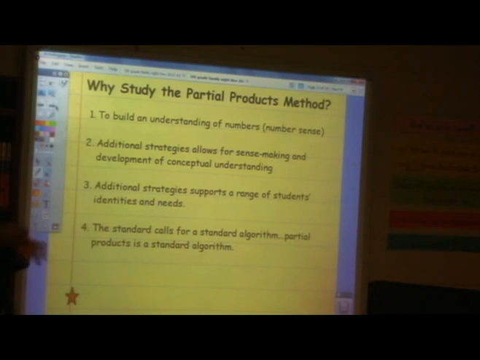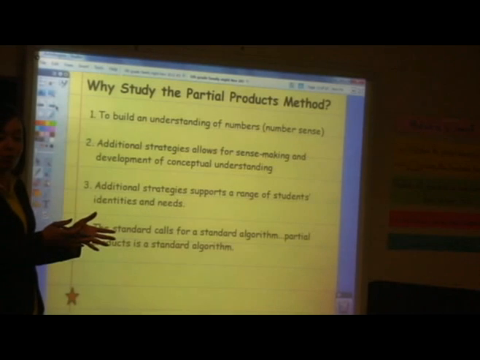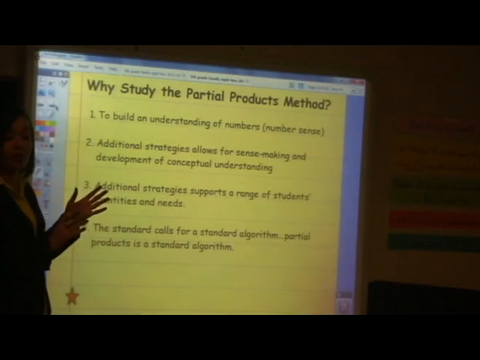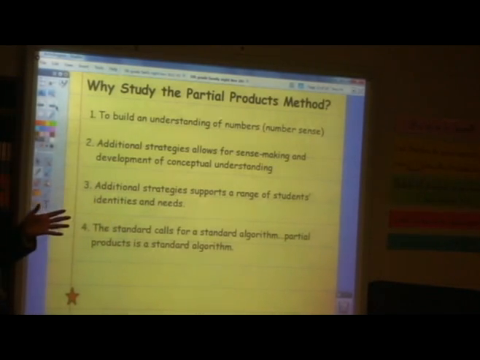That's the goal. If they don't understand U.S. traditional or they can't remember those steps, maybe partial product will work for them. Or maybe partial product might not work for a child and they have U.S. traditional. When you're only given one way, either you succeed or either you fail. But when you have 2 different ways, you can choose what works for you.